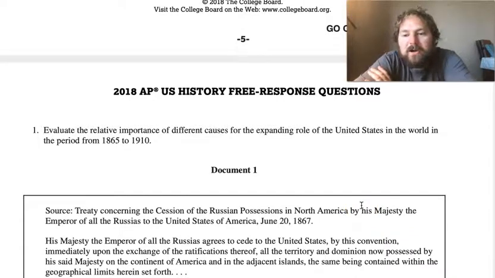Remember, you're trying to prove that you know American history. And so you're going to do that by giving evidence. And you're trying to prove that you know how to think historically and back up what you're saying with evidence. Okay, so from 1865 to 1910, you're thinking about America's role in the world.